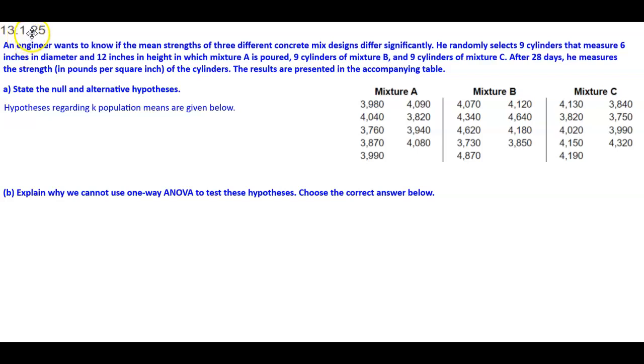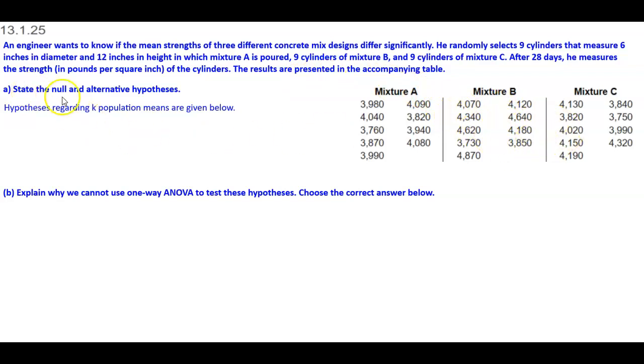Section 13.1.25. An engineer wants to know if the mean strengths of 3 different concrete mix designs differ significantly. He randomly selects 9 cylinders that measure 6 inches in diameter and 12 inches in height, in which mixture A is poured, 9 cylinders of mixture B, and 9 cylinders of mixture C. Now, after 28 days, he measures the strength in pounds per square inch of the cylinders. The results are presented in the accompanying table over here.